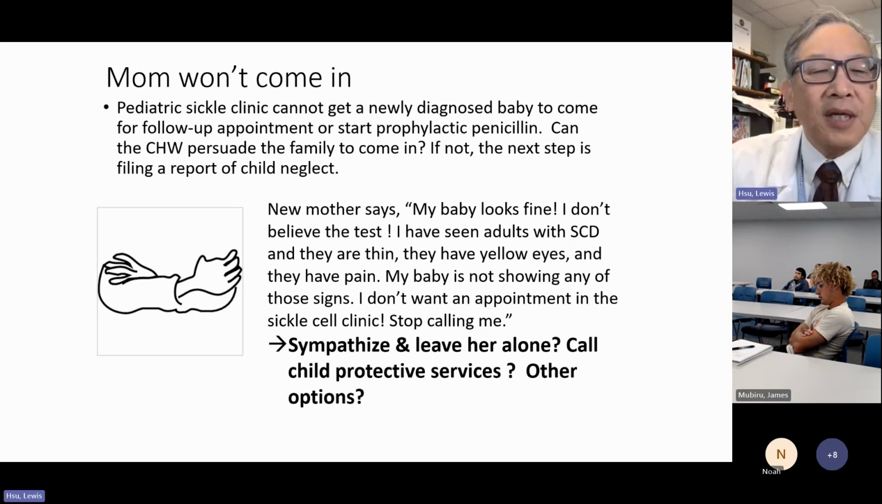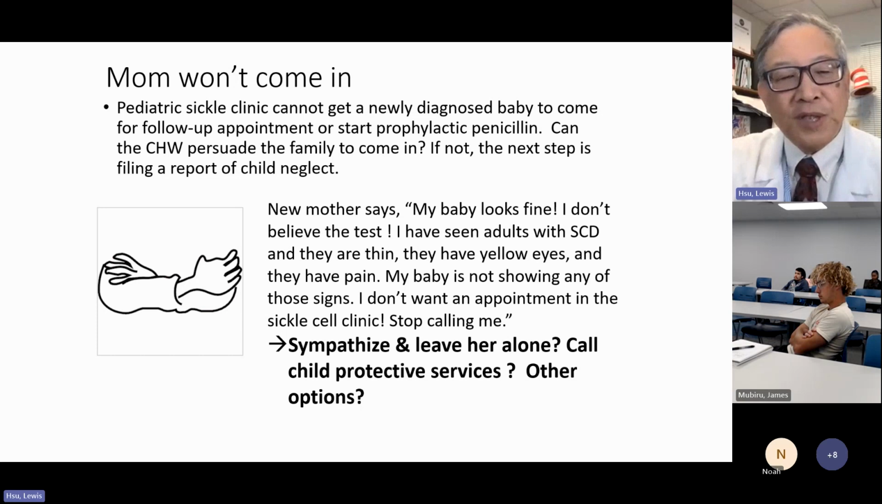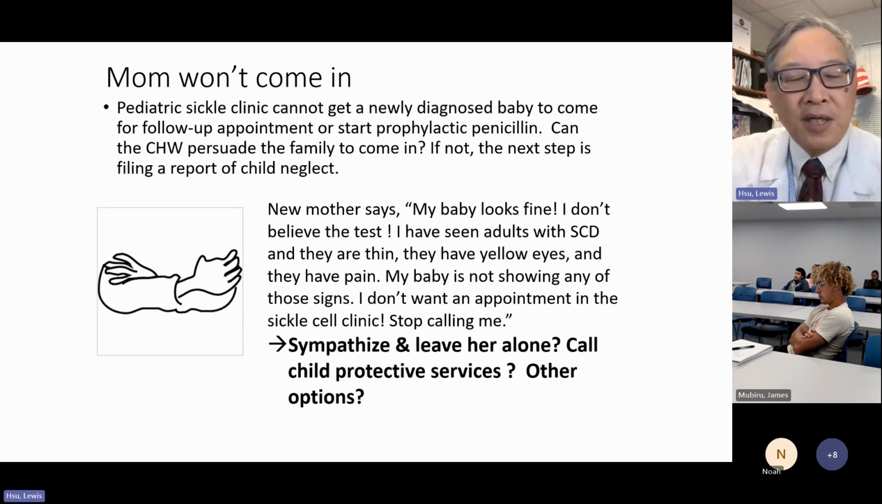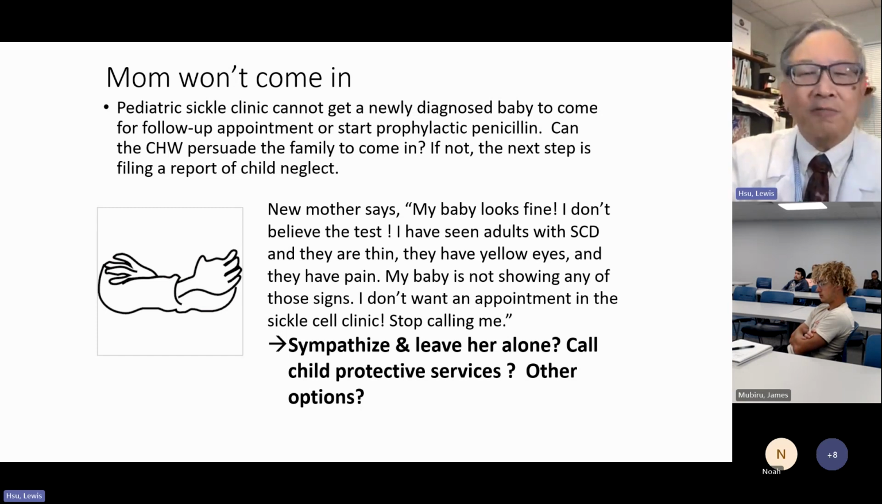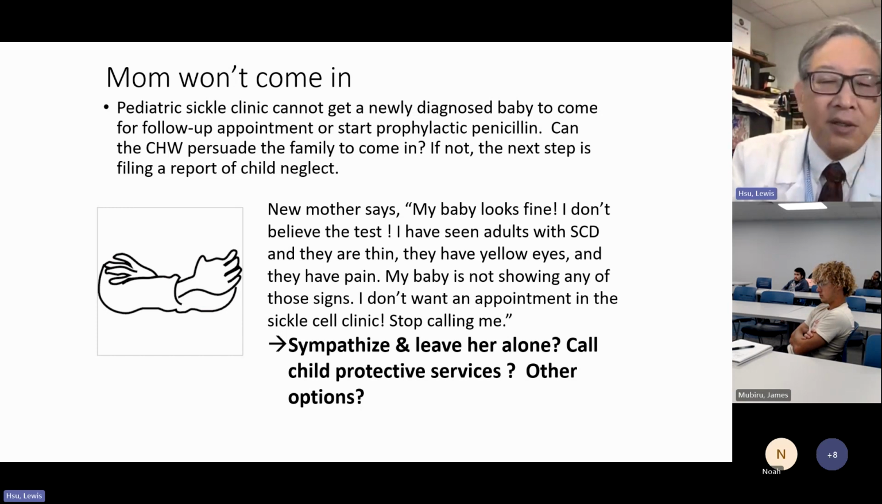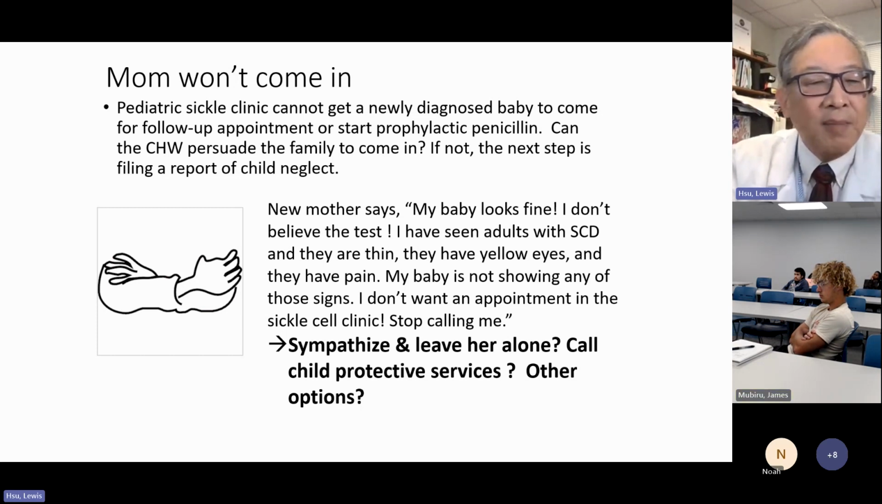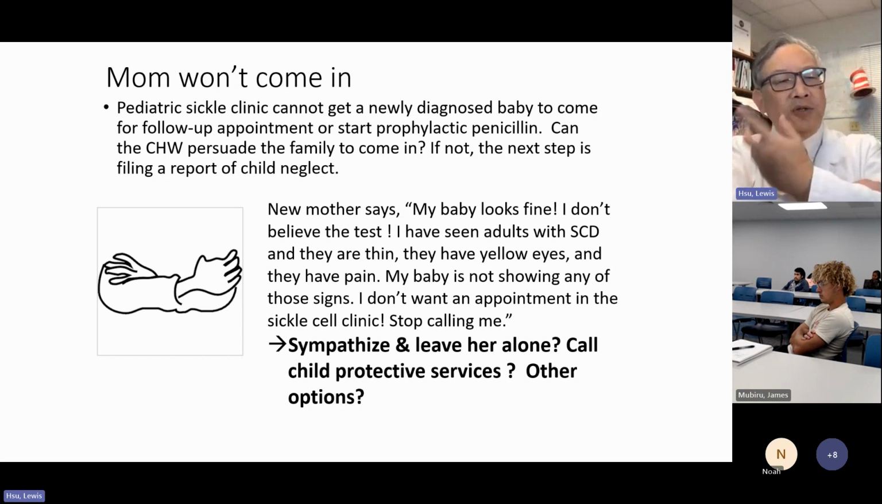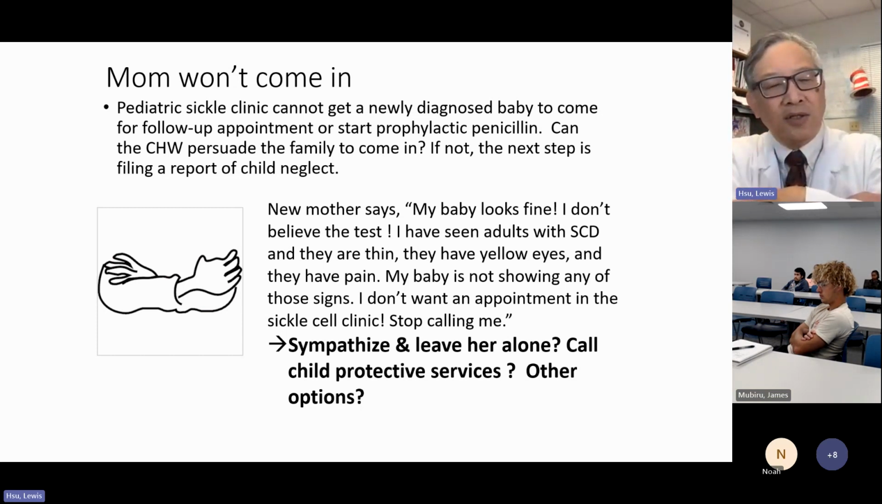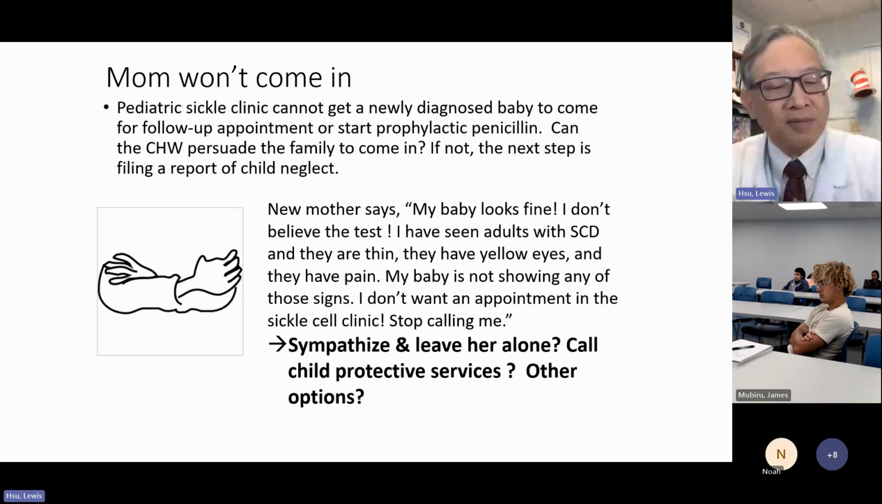But we also deal with communication issues and problems of understanding. If a new mother is faced with a newborn screen result, sometimes she says, "What are you telling me? My baby looks fine. I don't see anything wrong with them. What do you mean they have a disease? Somebody with sickle cell disease, I've seen those adults. They look thin, they look yellow in their eyes, they have pain. My baby's not showing any of those problems. So I don't want to deal with it. You are wrong. I'm not coming. Forget it. Stop calling me."